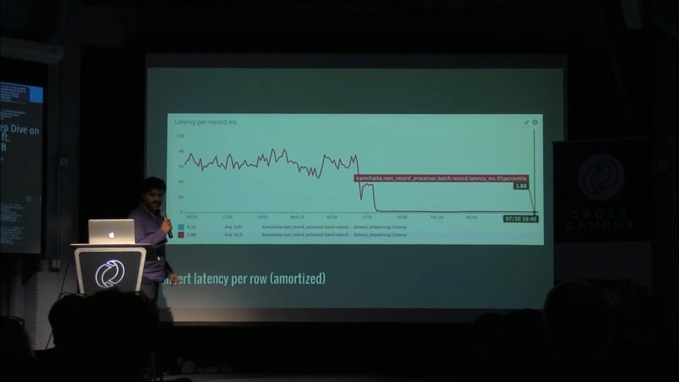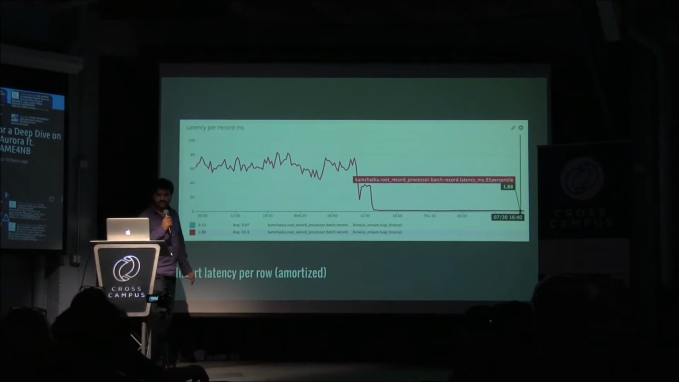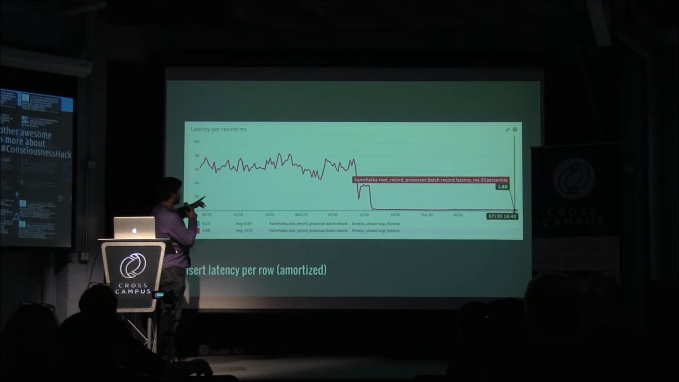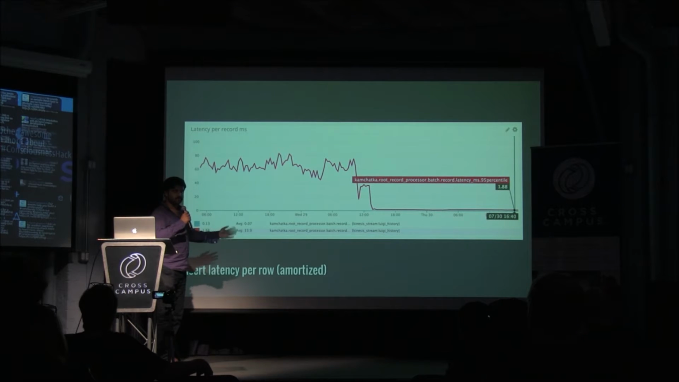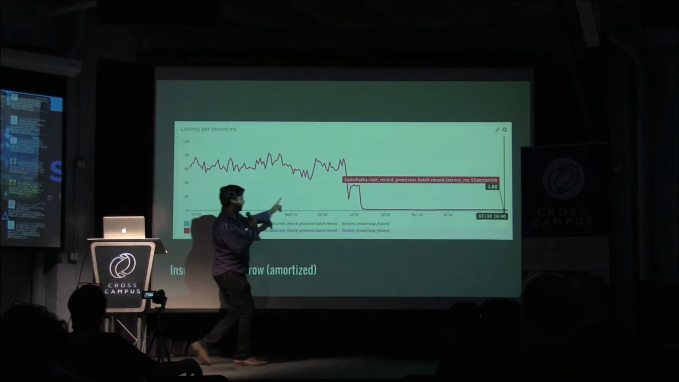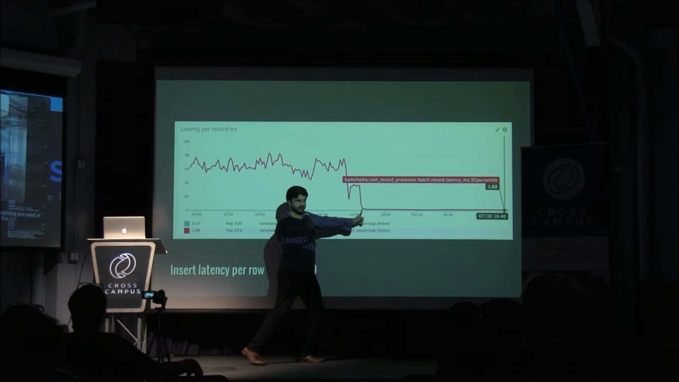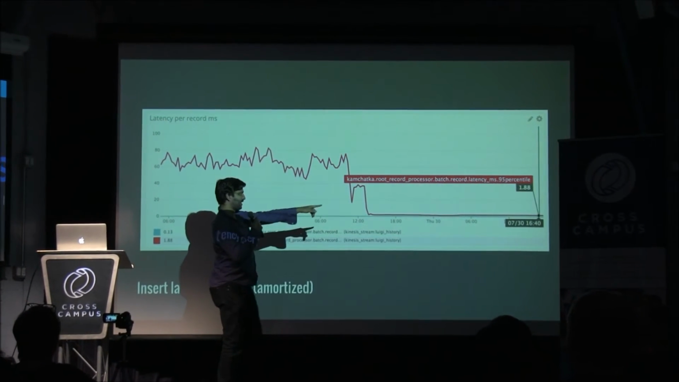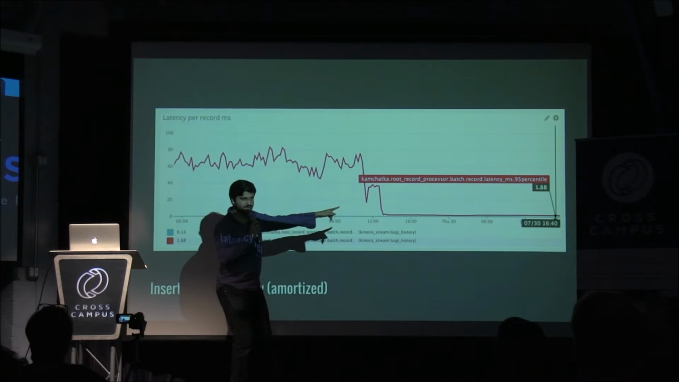So this is a graph that we have in one of our inserting applications, like database insert applications. The red line is the 95th percentile insert latency, and it's amortized because we're doing bulk inserts. The blue line down here, which is essentially the x-axis, is the median latency. So you can see we deployed Aurora right here. And you can see the 95th percentile just drop, and it's like 1.88 milliseconds per record.